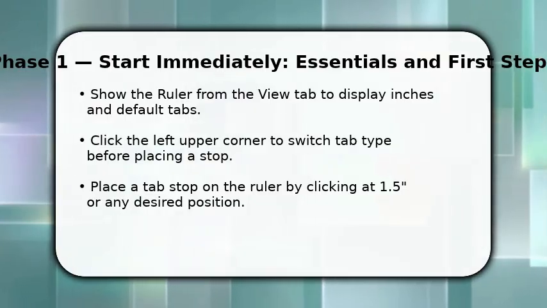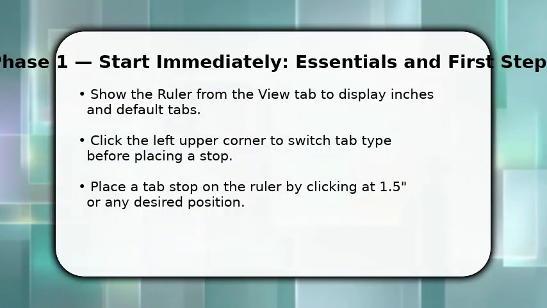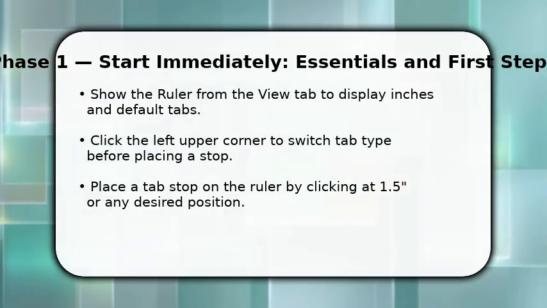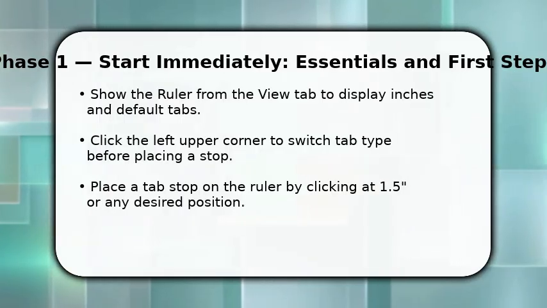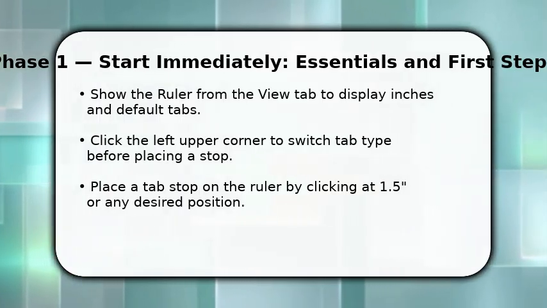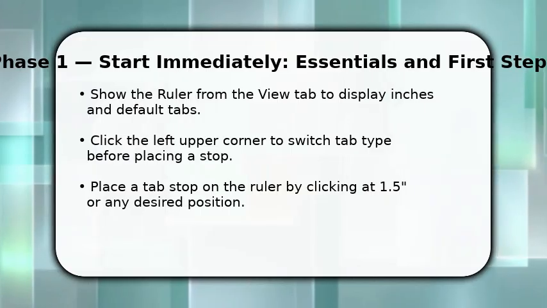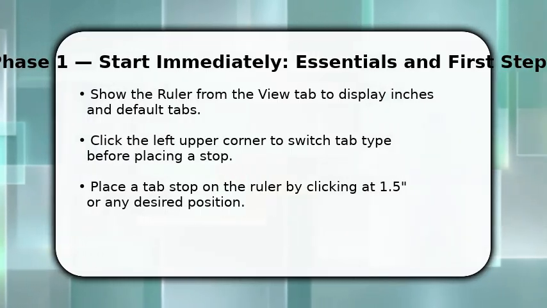Open Word and show the ruler from the View tab to display inches. Use the horizontal ruler for precise placement and measurement. Click the small square in the ruler corner to cycle the tab type before placing a stop. Move the insertion point where you want text aligned.